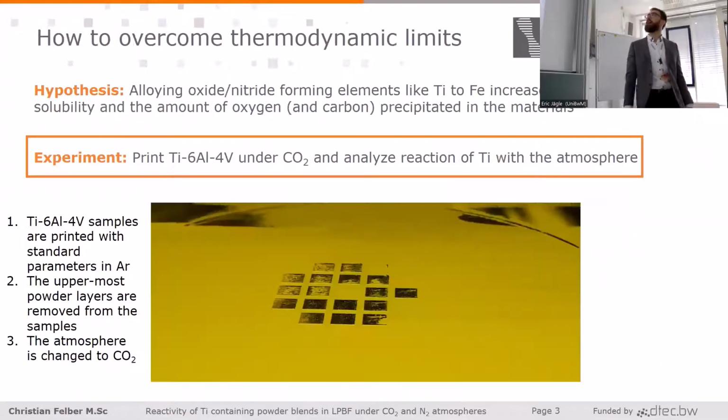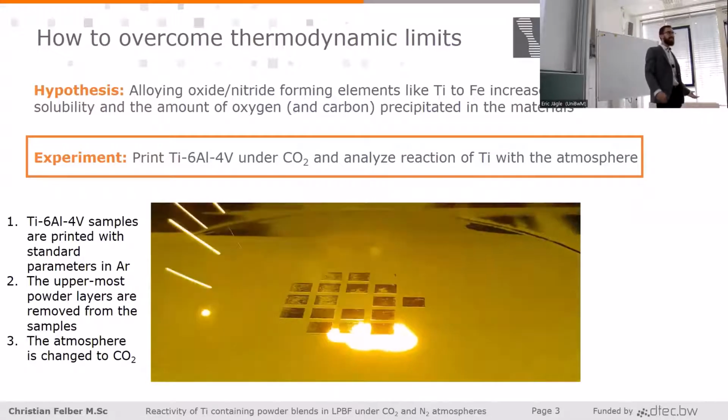And what we can do against this is, for example, alloy with reactive materials like titanium. As the interaction of iron-based materials with the atmosphere is quite low, usually we said, okay, let's do a really extreme experiment with Ti-6Al-4V in the CO2 atmosphere. As this is quite reactive, I said, okay, be careful at the beginning and print Ti-6Al-4V samples in the argon atmosphere. Then I removed the uppermost powder layers to only do a remelting and changed the atmosphere to CO2. What happened then during the remelting under CO2, you can see in the following video.